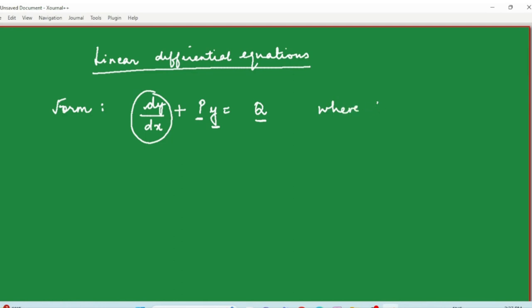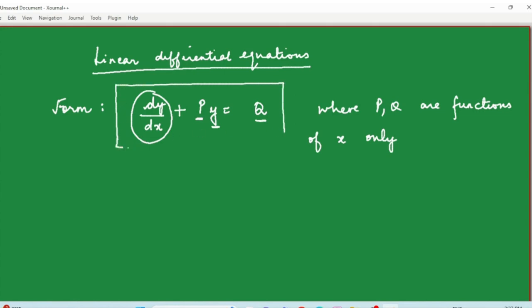where p and q are functions of the independent variable x only. So whenever you come across a differential equation which looks like this, the derivative plus a function of the independent variable times the dependent variable is equal to another function of the independent variable, such equations are called linear differential equations. And there's a set procedure for solving such differential equations. That's through finding something called an integrating factor.